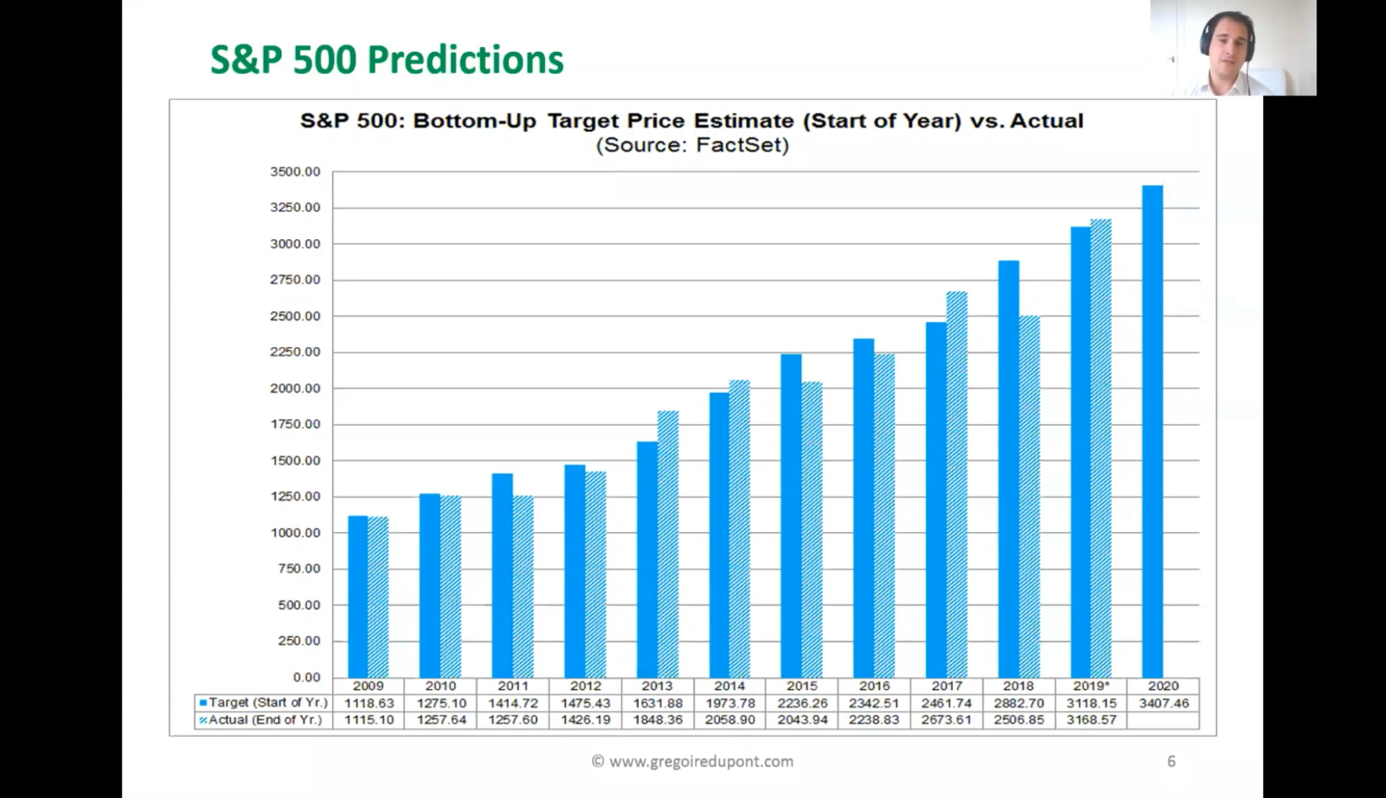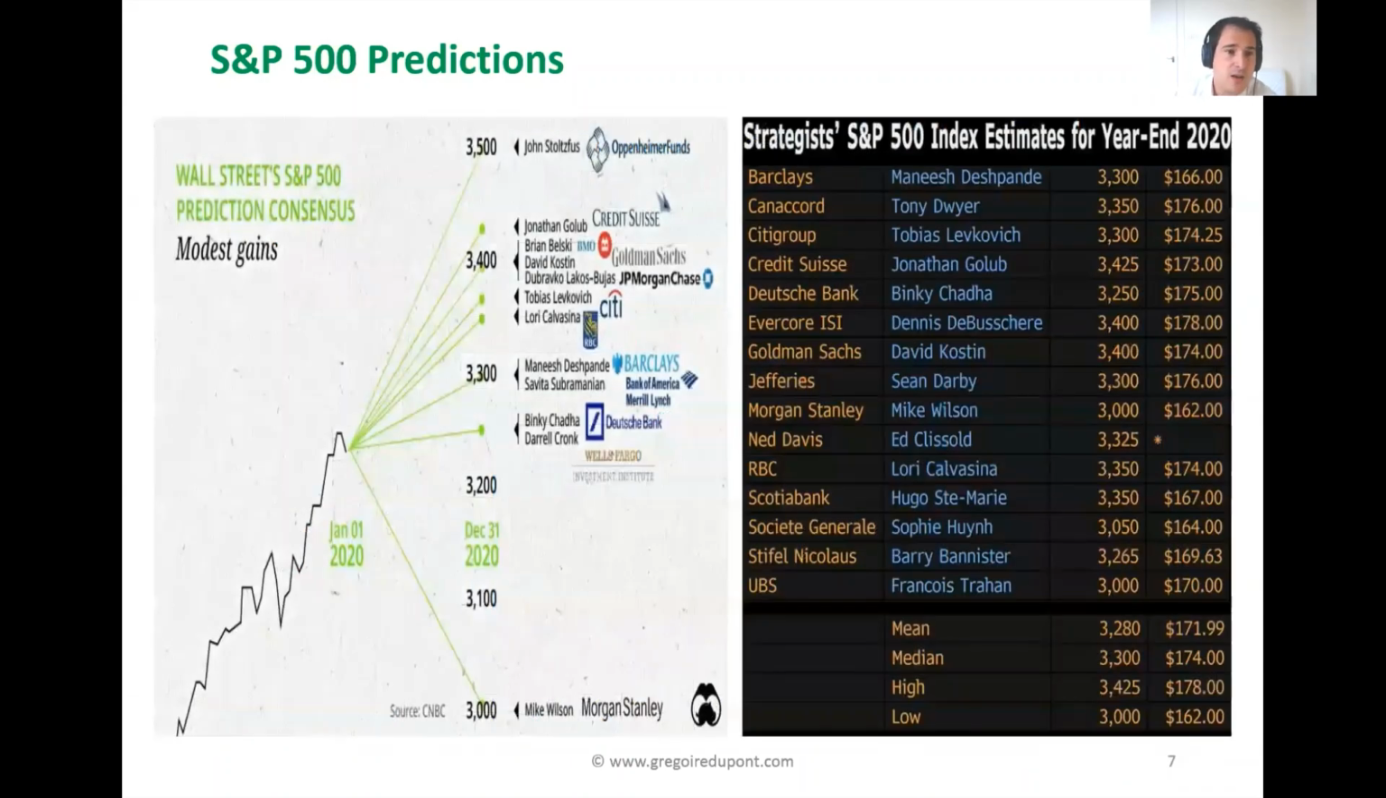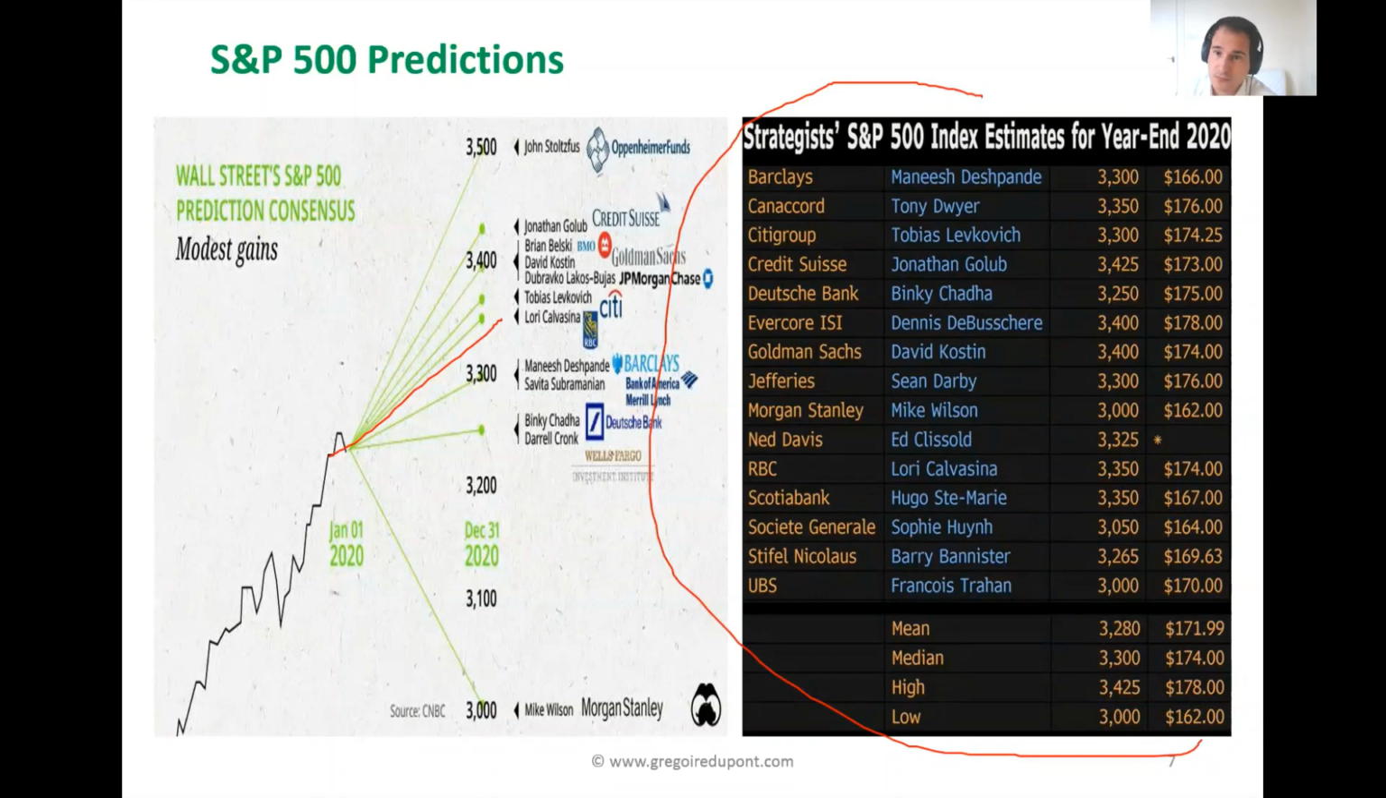So by definition, analysts and banks have a tendency to be more bullish than bearish. Why? Because 99% of their clients are long-only people, and they want the market to go higher. So similarly, in the second spreadsheet, here we have all the targets from the strategists. As you can see, it goes from 3,000 to roughly 3,400. This is the same picture here with different banks.